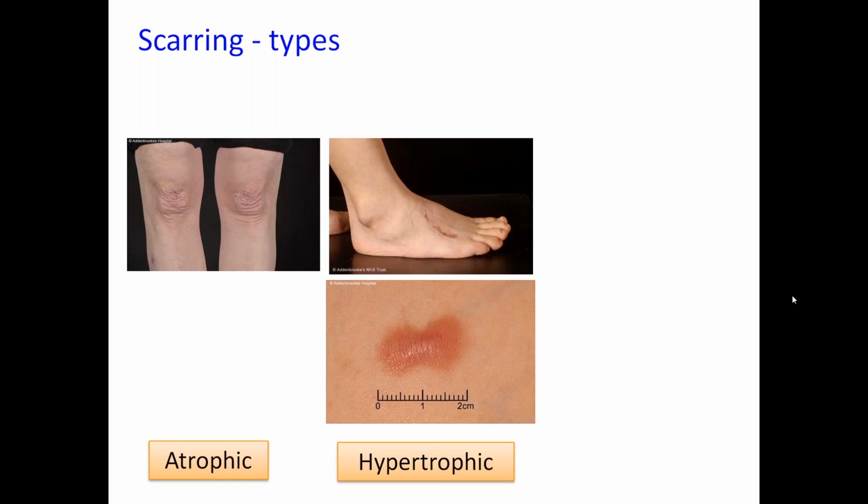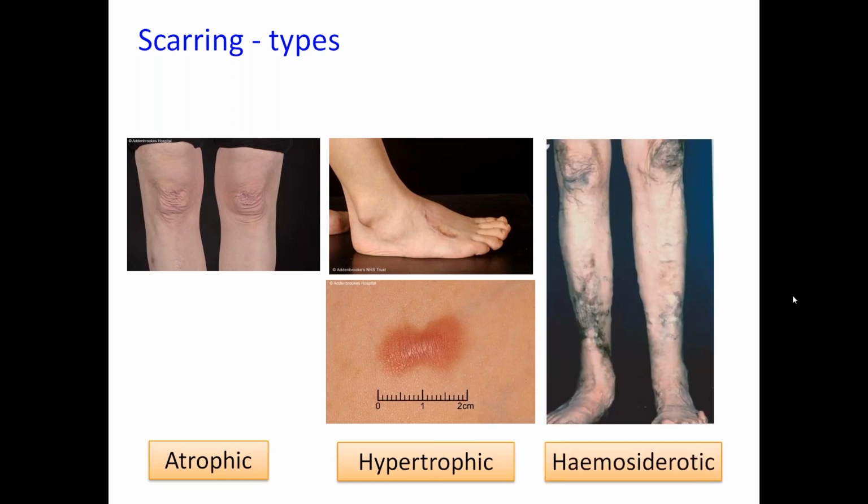And then we often see, particularly in elder folk, what we call hemosiderotic scarring, where they get this brown discoloration pigment due to blood pigment staining in long-standing scars. And this patient on the right also had varicose veins, seen more commonly in certain types of Ehlers-Danlos syndrome, including classical EDS, which all these patients have had that I've shown you so far.